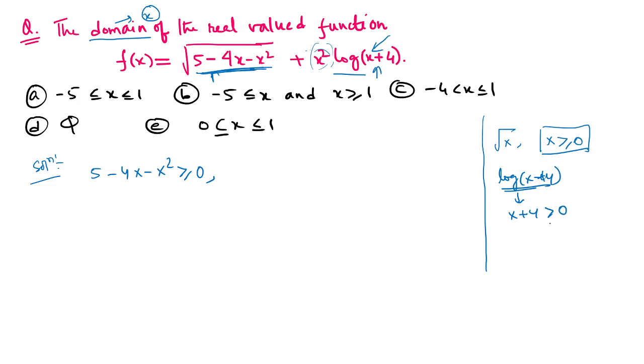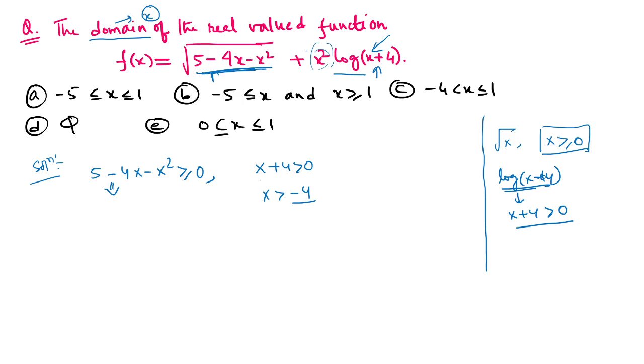x plus 4 should be positive, greater than 0, not greater than or equal to. It should be greater than 0. The other condition is x plus 4 greater than 0, so x should be greater than minus 4.